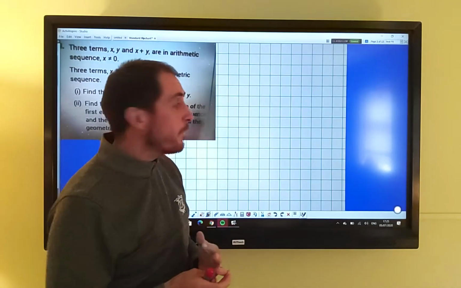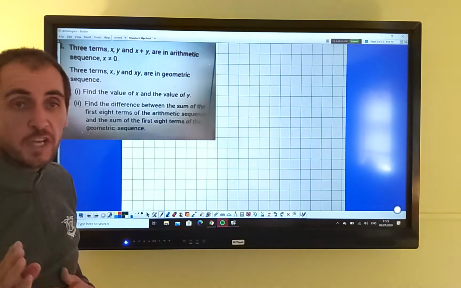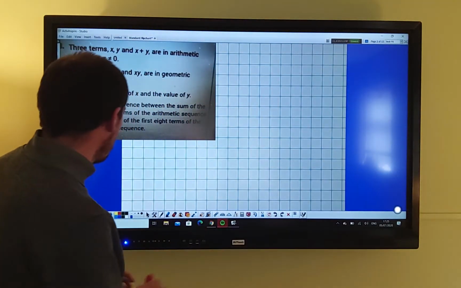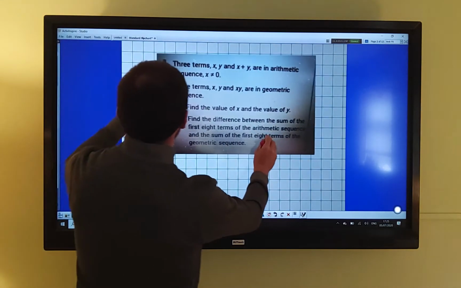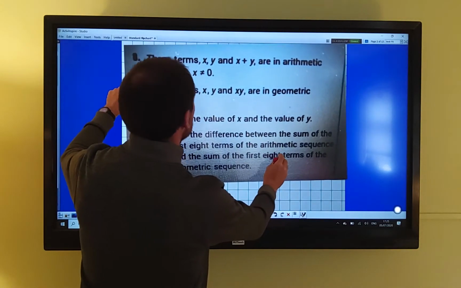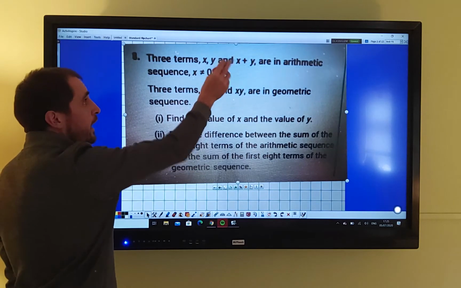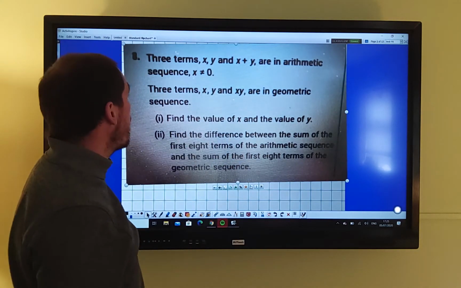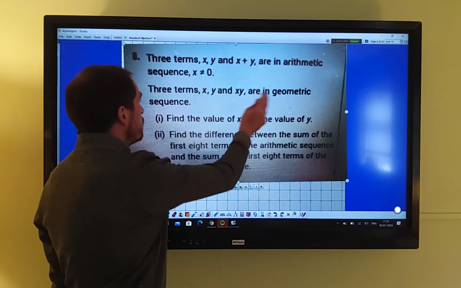Hi there guys, I got a request for two questions, so I'm just going to do them out now to do with sequences and series. In this first question, it tells us that three terms, x, y and x plus y are an arithmetic sequence, and three terms x, y and xy are in geometric sequence.